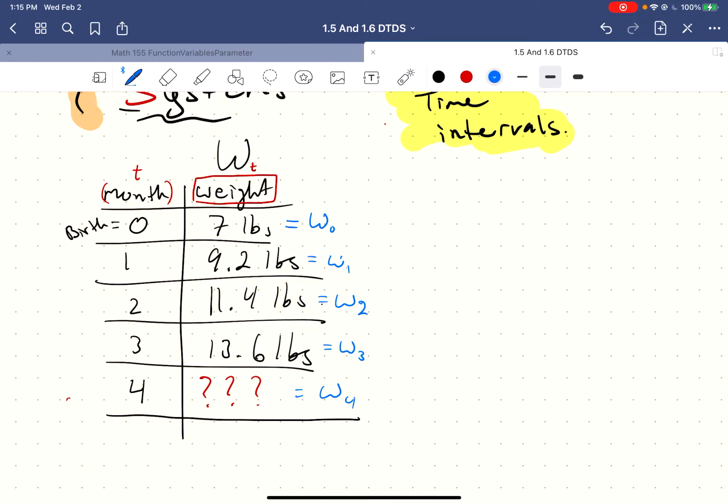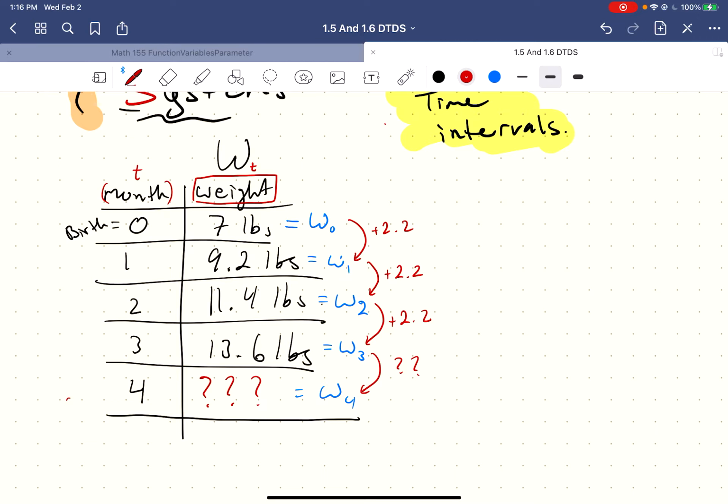Okay, so let's see. What can we do? Well, if you're like me, you are looking for patterns in these numbers. In other words, we are going to ignore the month data, and we look entirely in this column here. Okay, so what are some things we might notice? We might notice that going from W0 to W1, the child gains 2.2 pounds. And same thing happens going from W1 to W2, and going from W2 to W3, and W3 to W4.